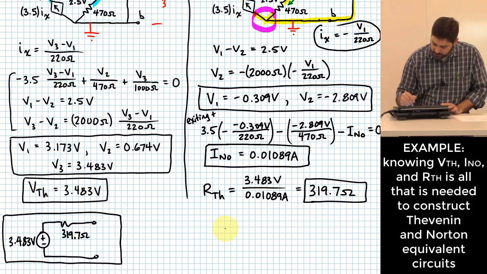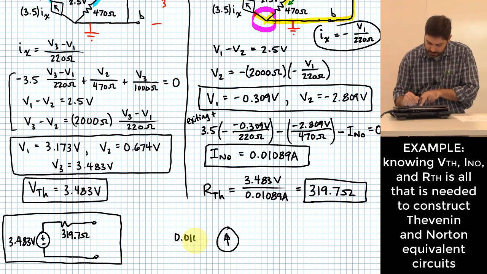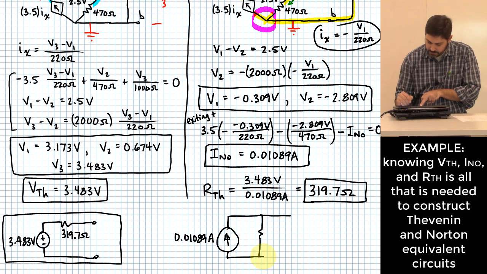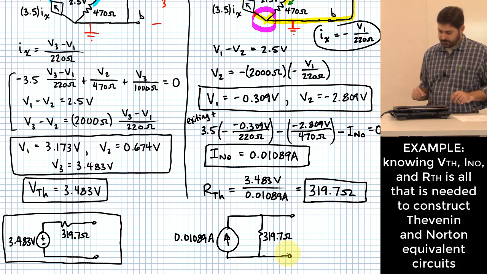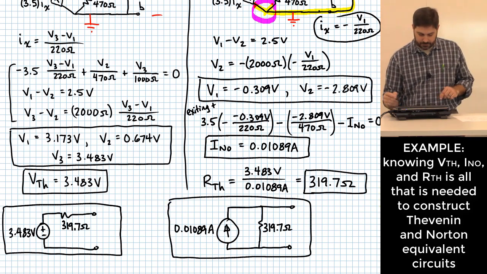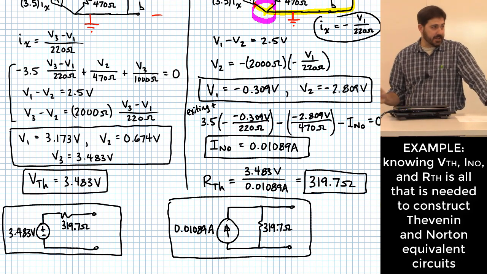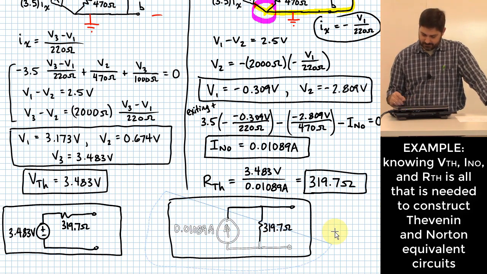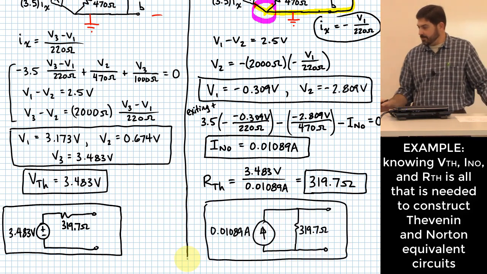And then the equivalent Norton circuit would be like this, where we have 0.01089 amps going in parallel with my resistance of 319.7 ohms. Not bad, huh? All right. Any questions?